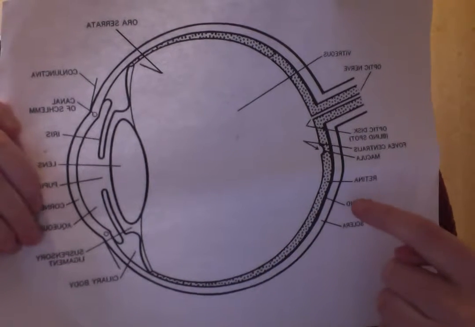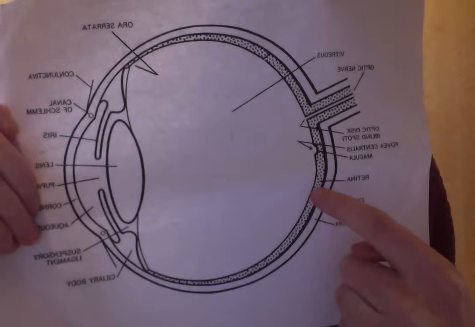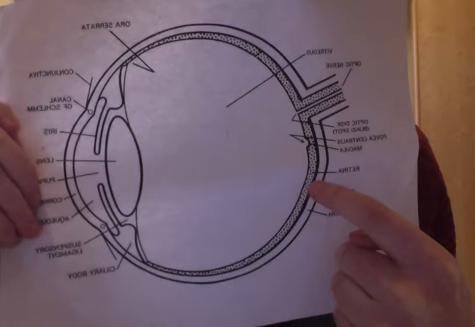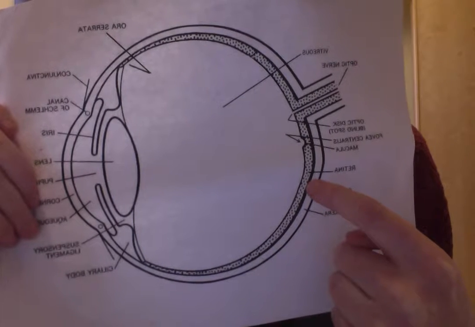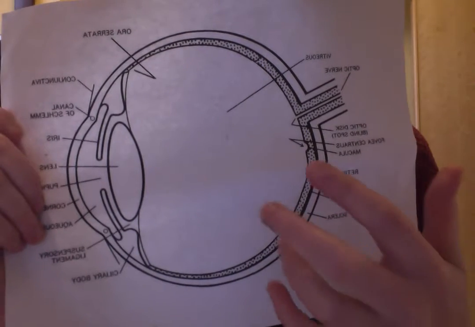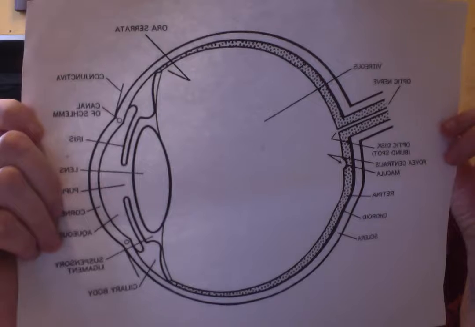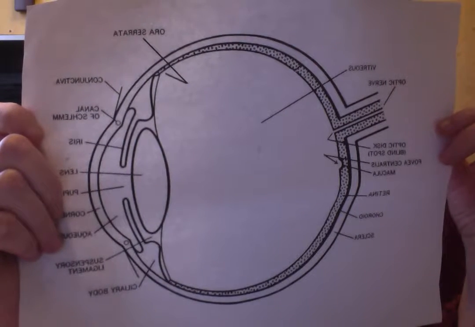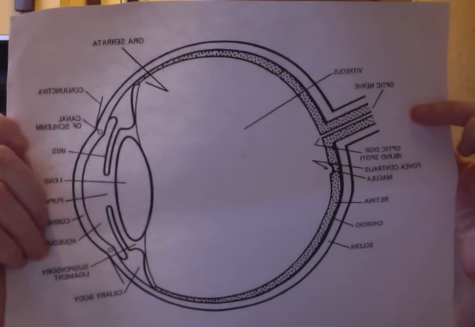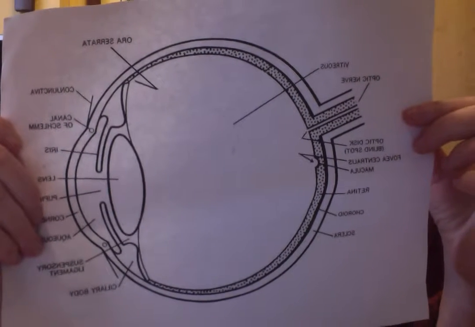Okay, so that's the choroid, and then of course here, this with all these little dots here, this is the retina. And so it's this inner lining of the back chamber of the eye, and it's what contains the photoreceptors, or the rods and cones. That's what receives the light rays and converts the light rays into electrical impulses, which in turn travel through the optic nerve and go to the brain where visual images are formed.